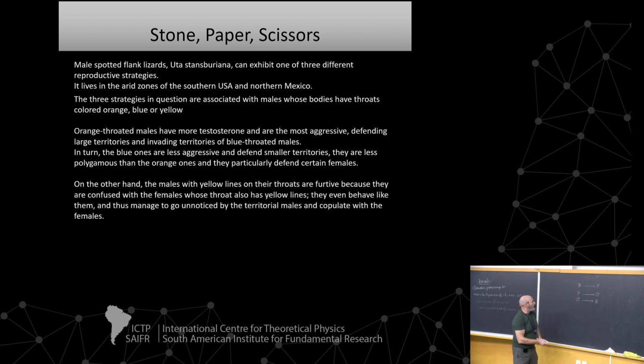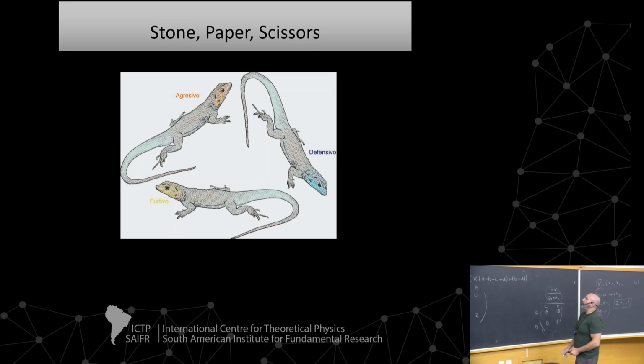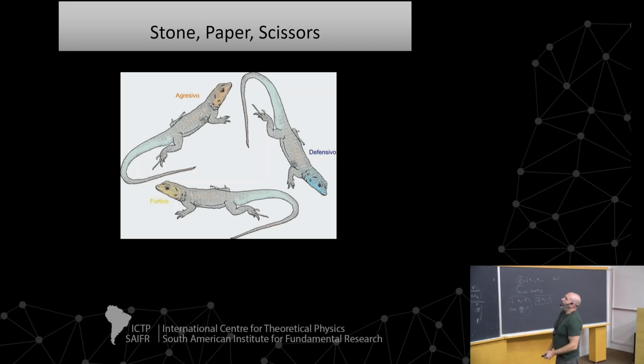Okay? So the yellow strategy is better than the orange strategy. The orange strategy is better than the blue strategy, and the blue strategy is better than the yellow strategy. So this is a rock, paper, and scissors game. This is a representation of the game. This is the yellow one that can defeat the orange one, but the blue one can defeat the yellow. This is defensive, this is aggressive, and this is furtive.